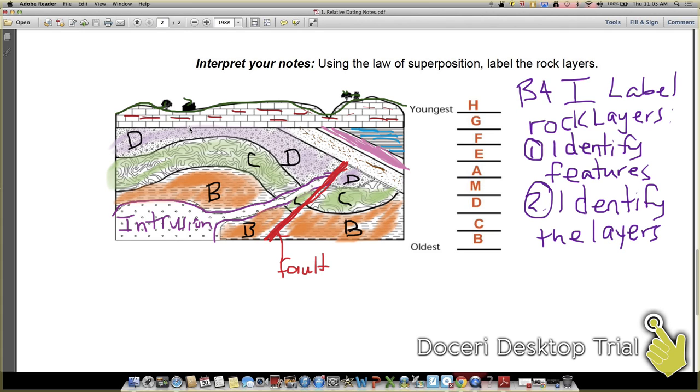What do you think is next? You think the intrusion's next? Let me ask you this question. Does the intrusion become rock?